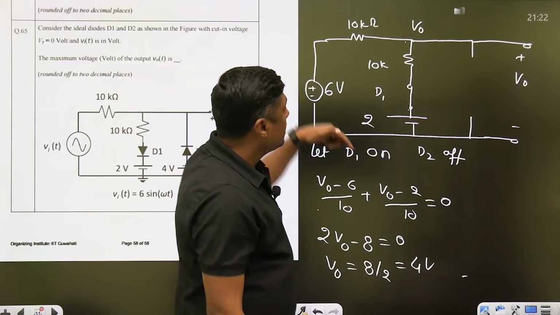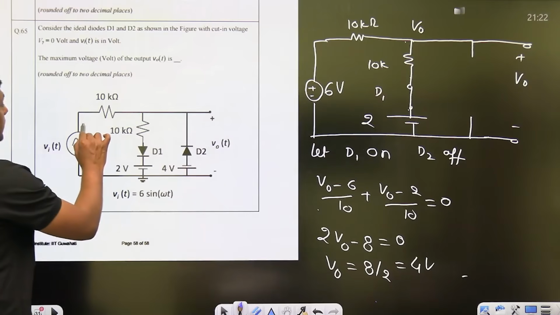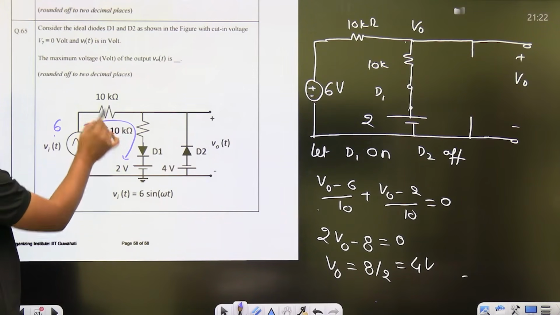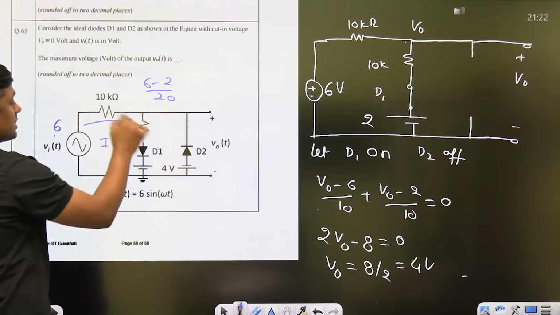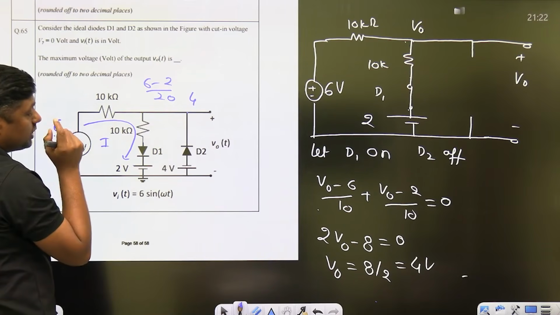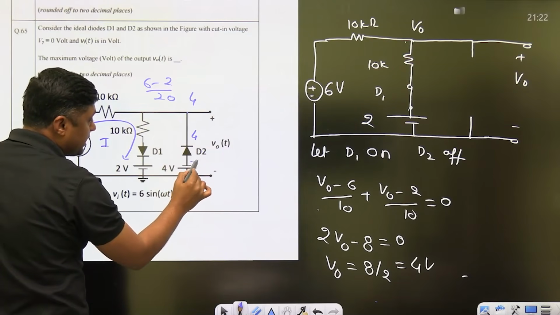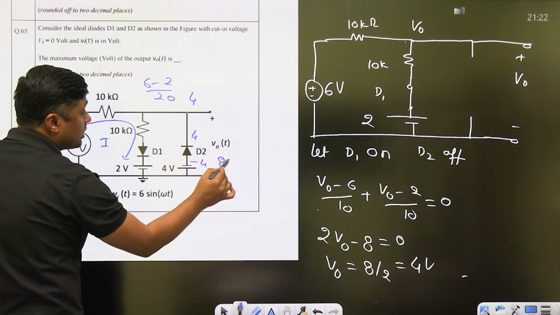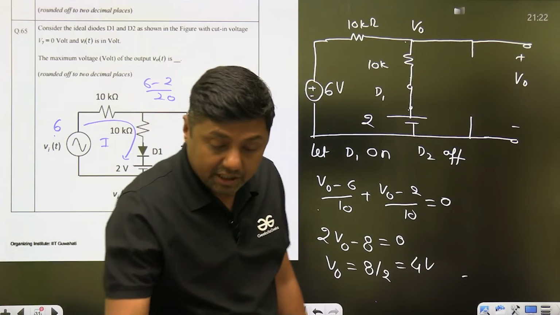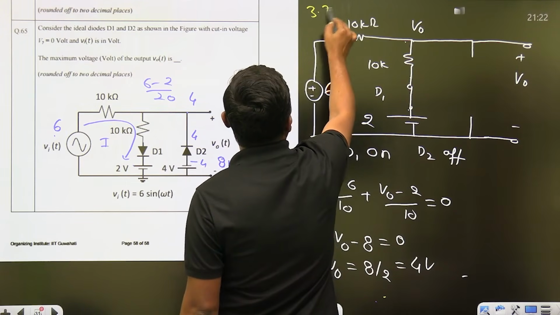Or you can verify. This diode is forward biased, meaning the current should be positive. What will be the current? Maximum 6 minus 2 upon 20. This current is positive. Now what is the voltage at this point? 4 volt. That is the output voltage, 4 volt. This is the positive side. Negative side it is 4 volt. Positive side it is minus 4 volt. It is reverse biased by 8 volt, guys. So definitely it is reverse biased, and that's why the answer for this question is 4 volt. The range is given as 3.7 to 4.3.